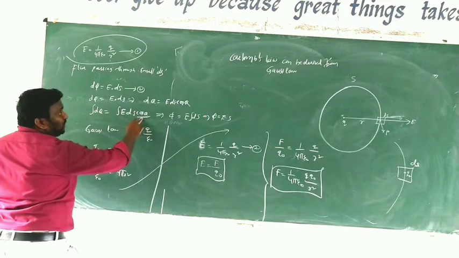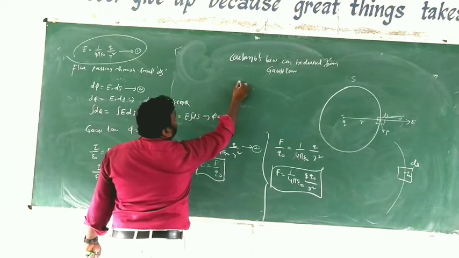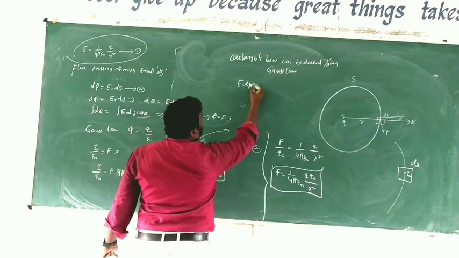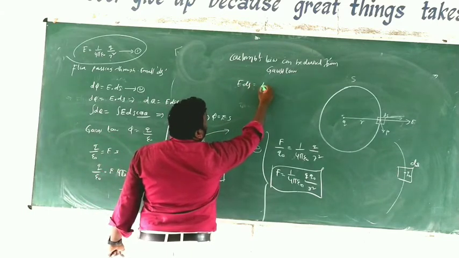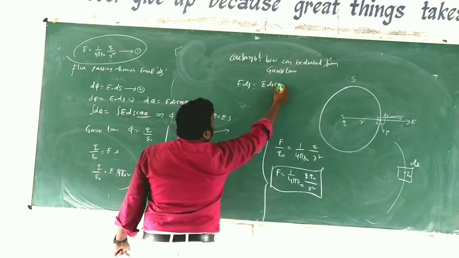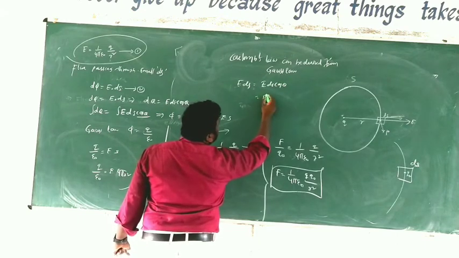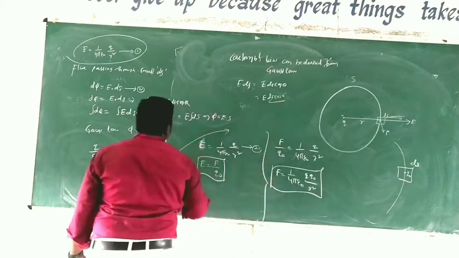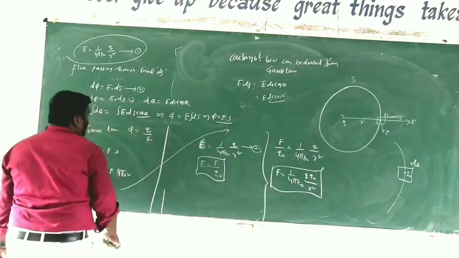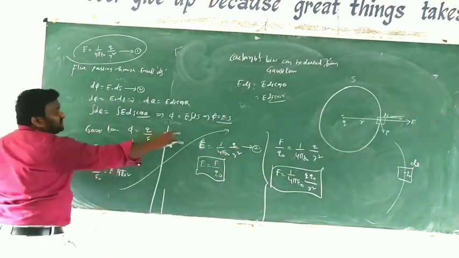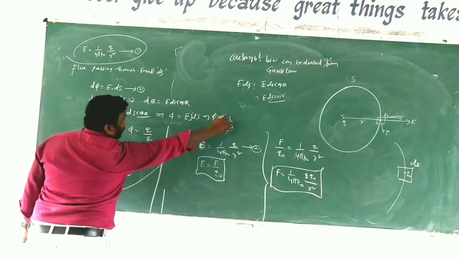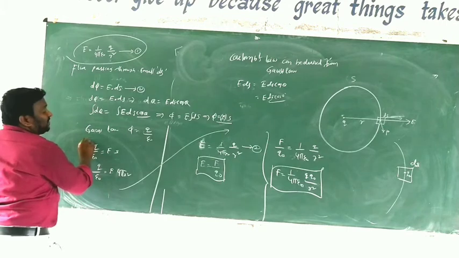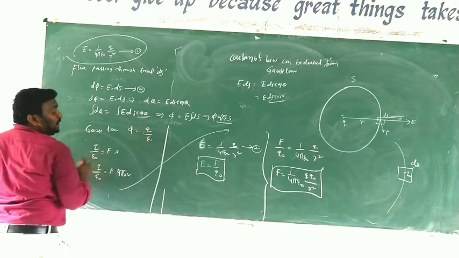The cos theta value is 1, because E dot ds means E ds cos theta, and theta is 0. Cos 0 is 1. That's why I get E S. Here phi is equal to E into S. Already, what is phi? Flux. According to Gauss law, phi is equal to q by epsilon naught.